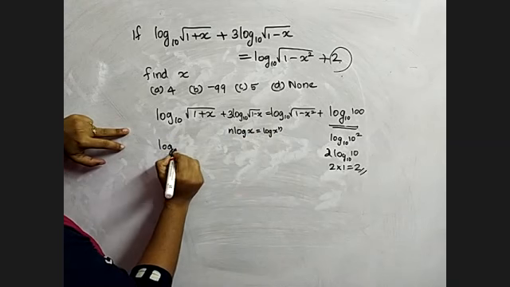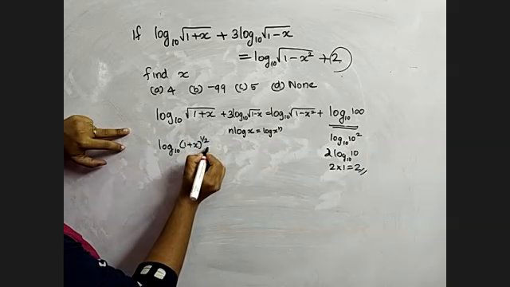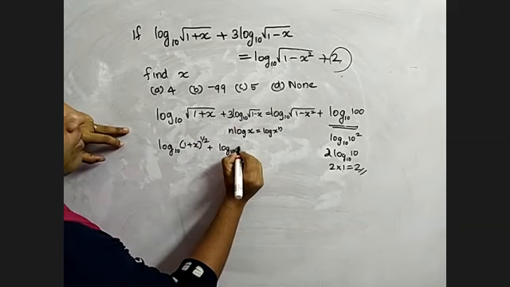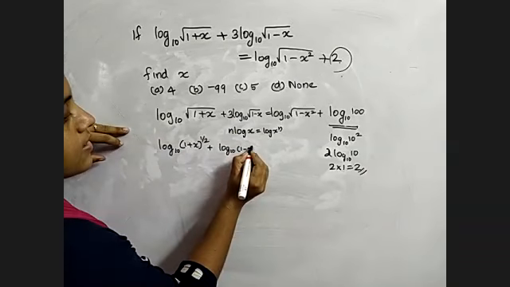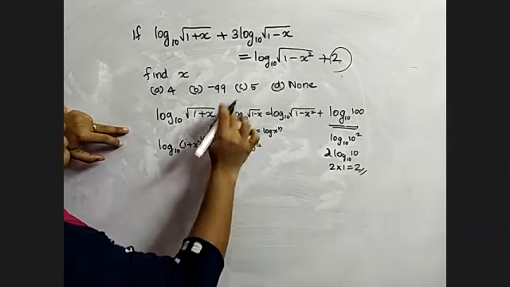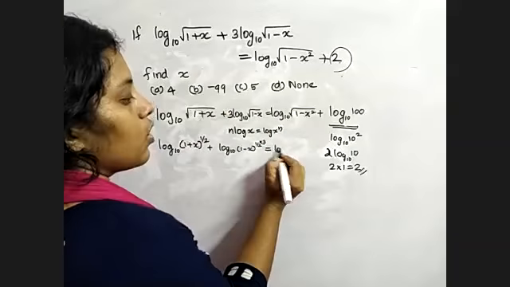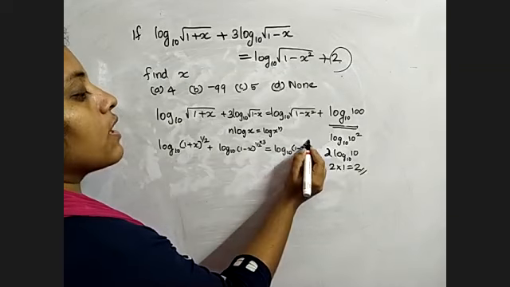So how I can write this is log to the base 10 of 1 plus x the whole raised to 1 by 2, plus this as log to the base 10 1 minus x raised to 1 by 2, then 3 is equal to log to the base 10 1 minus x square the whole raised to 1 by 2.